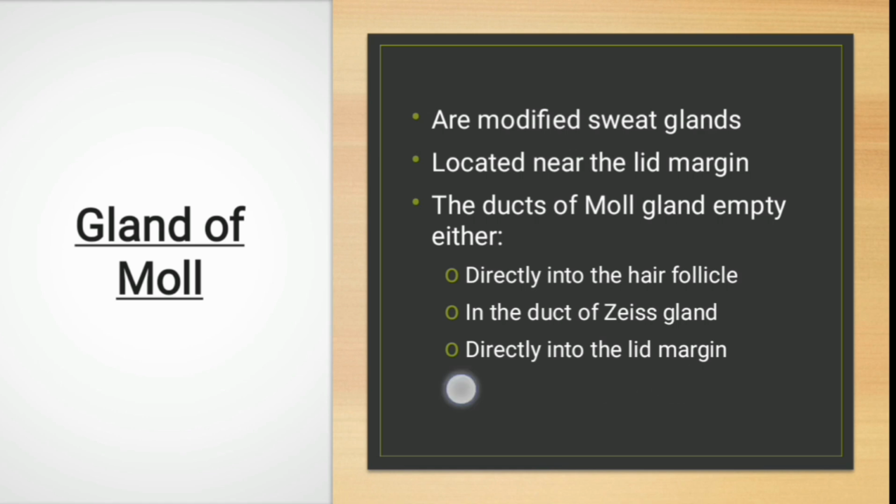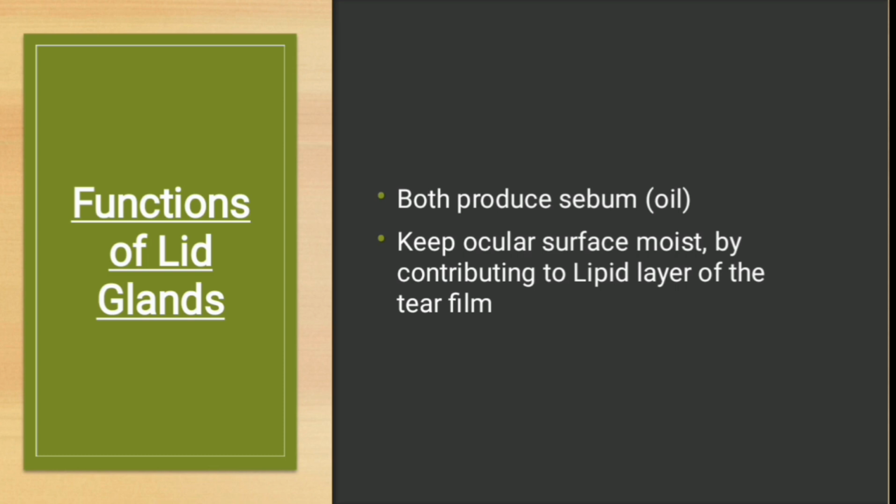Now, what is the function of the lid glands, of both these glands? They will produce oil and keep the ocular surface moist by contributing to a layer of the tear film. Which layer? The lipid layer of the tear film. So they will keep the eyelashes healthy and make the ocular surface moist. This is the basic function, right?